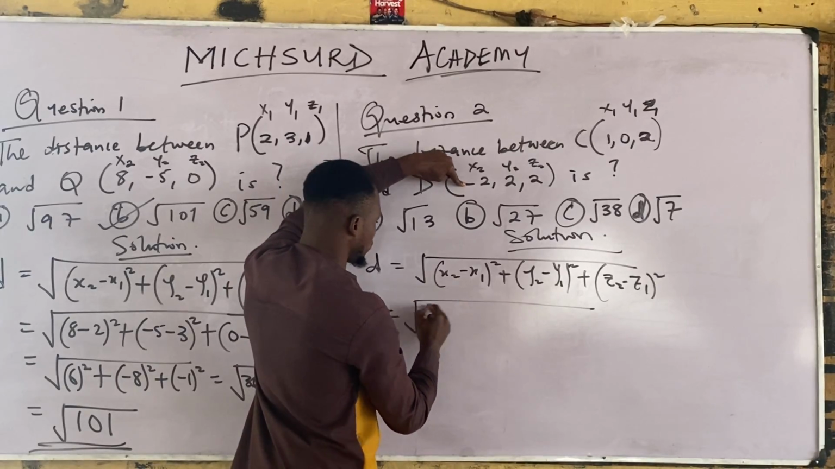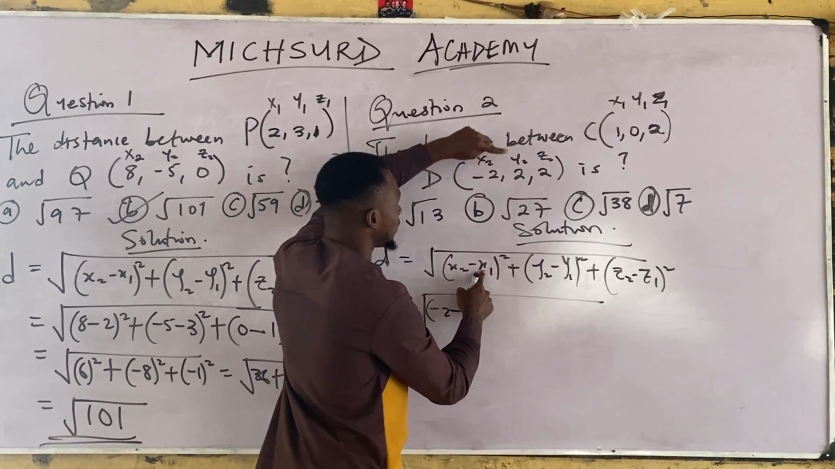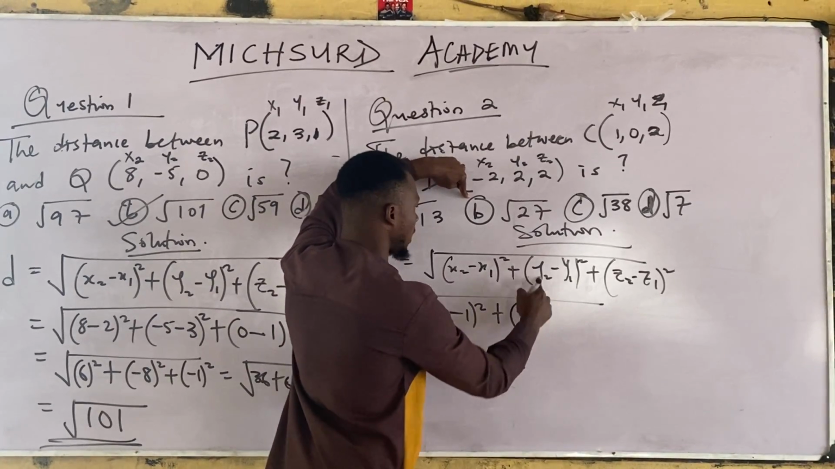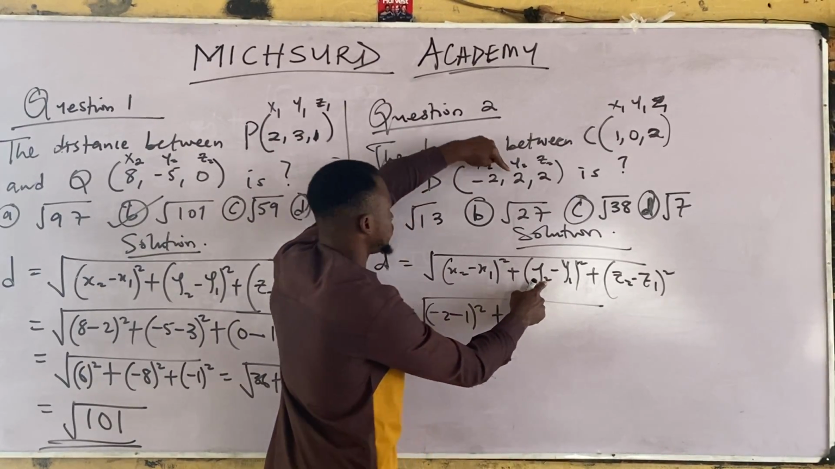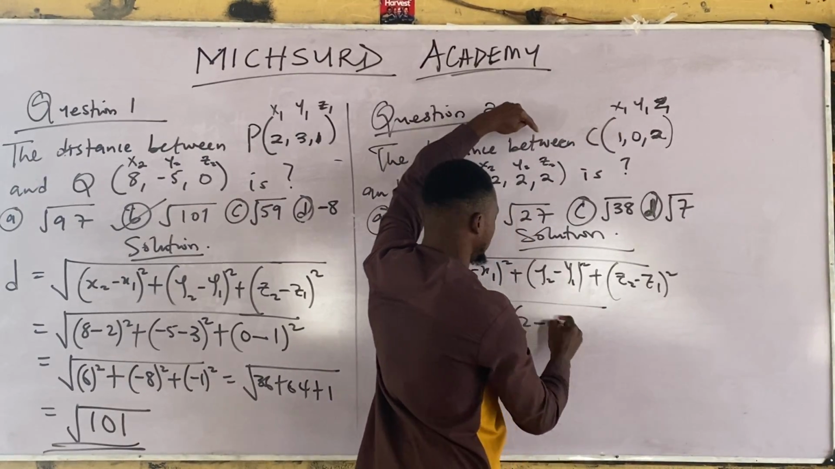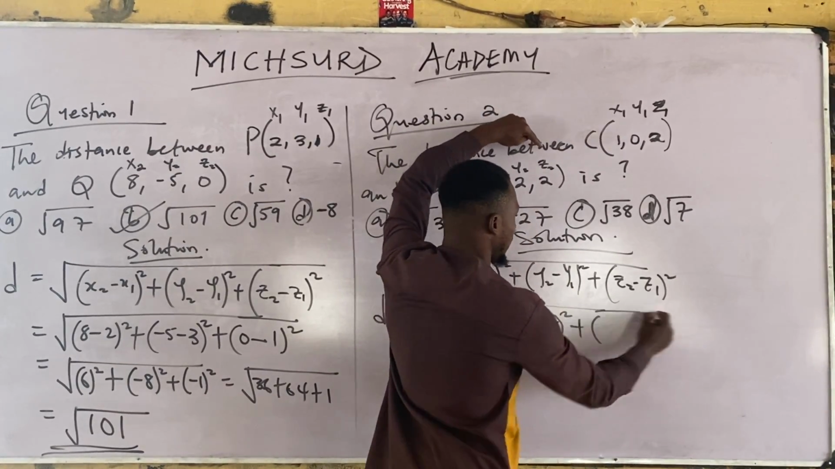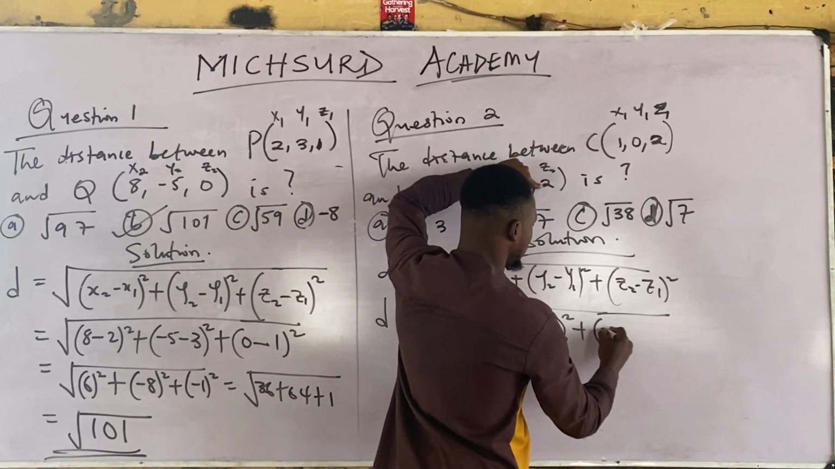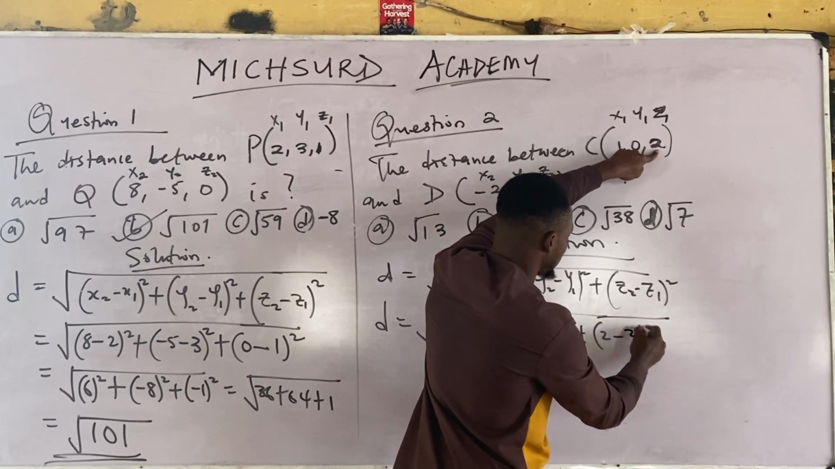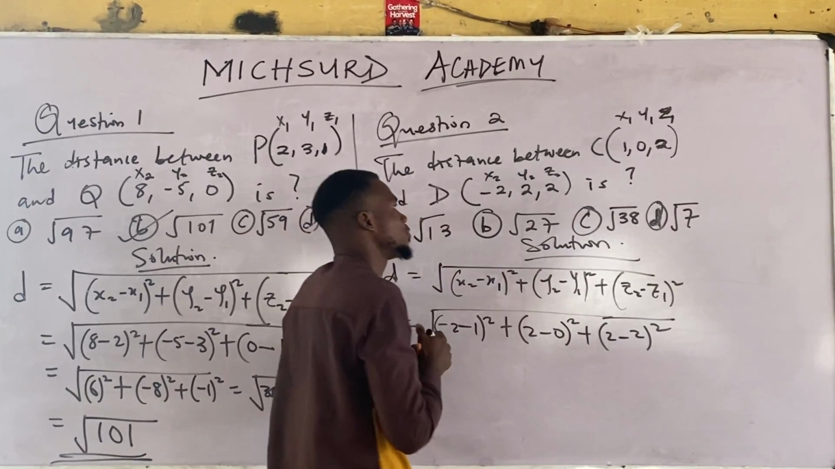So this gives us that D is equal to the square root of x2. x2 is minus 2, minus x1. x1 is 1, all squared. Then plus y2. y2 is 2, minus y1. y1 is 0, all squared. And we have z2. z2 is 2, minus z1. z1 is also 2, all squared. So this is what we have.